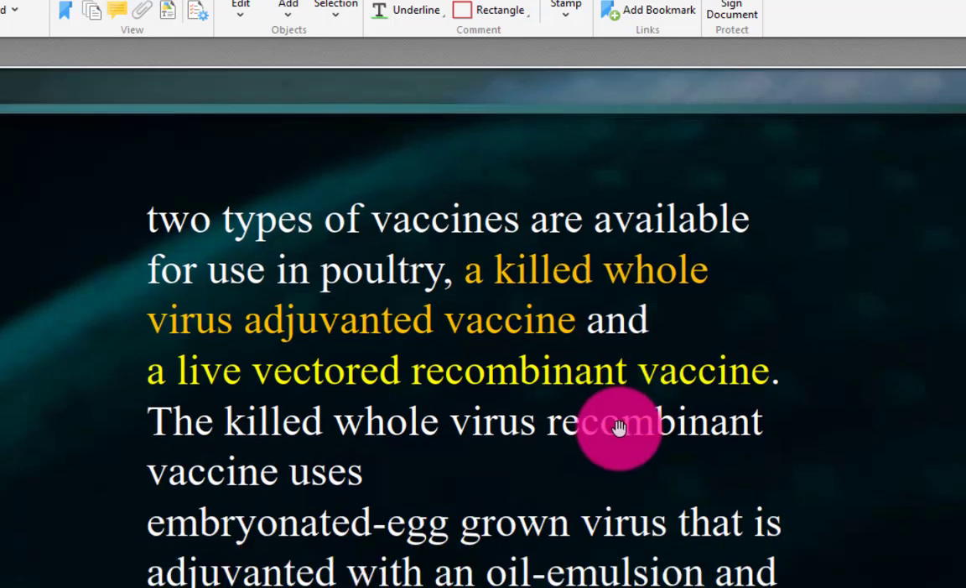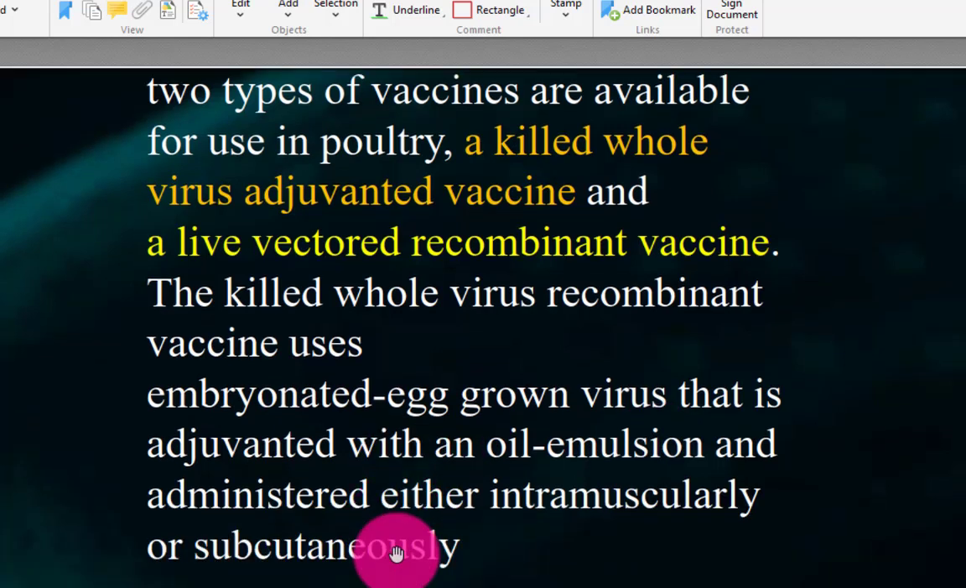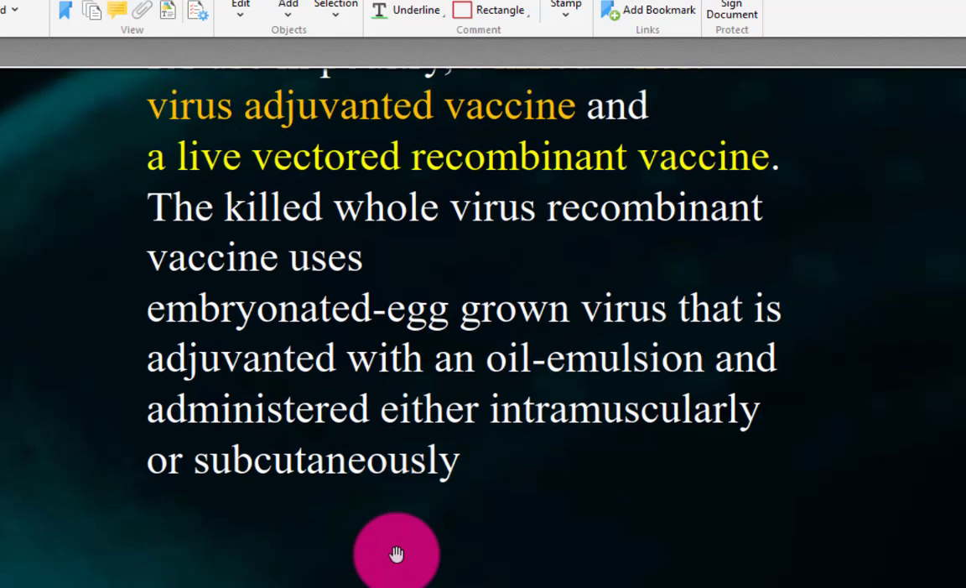Two types of vaccine are available for use in poultry: a killed whole virus adjuvanted vaccine and a live vectored recombinant vaccine. The killed whole virus vaccine uses embryonated egg-grown virus that is adjuvanted with an oil emulsion and administered either intramuscularly or subcutaneously.